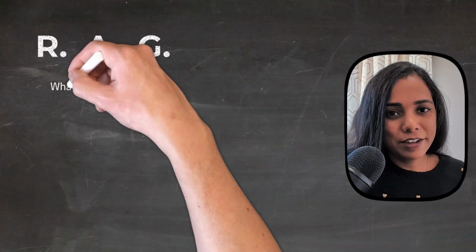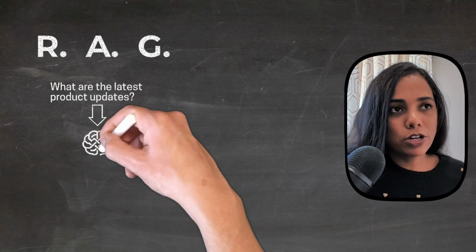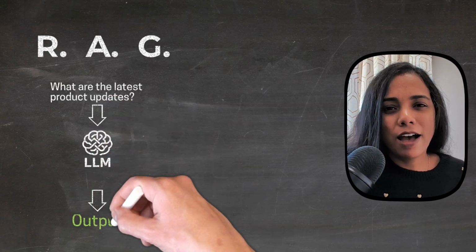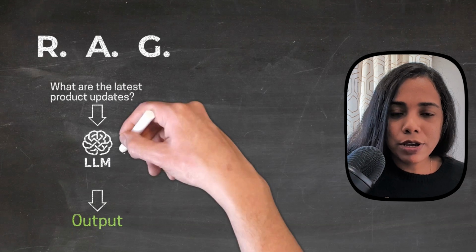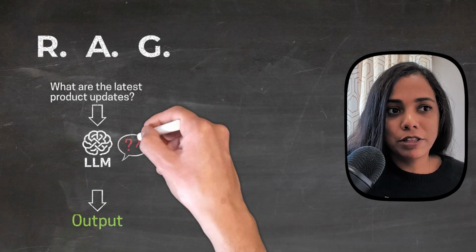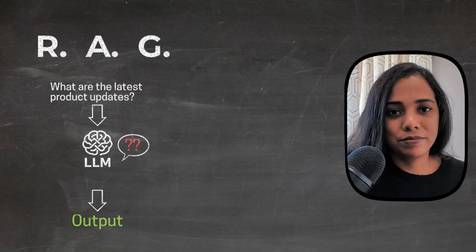By supplying the exact snippets or the facts that the model needs, at the time of answering a question, it allows it to generate responses that are more contextually aware and domain specific without requiring any kind of retraining of the model itself. So let's be a little bit more precise. For example, if you ask an LLM, what are the latest product updates? How is the LLM supposed to know what product you're talking about and what updates they are? Maybe that was never a part of its training data, right?